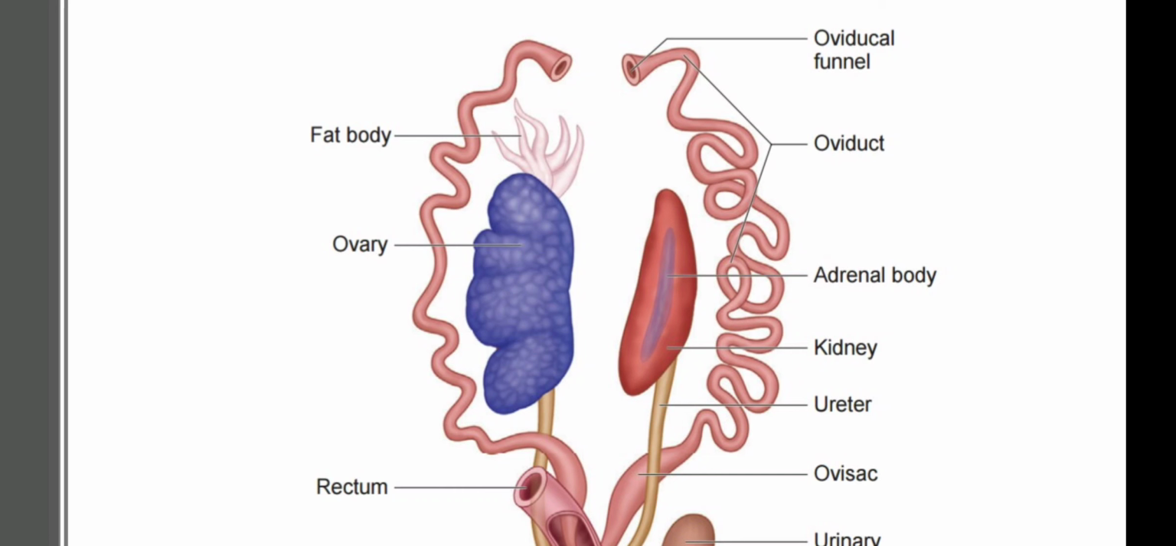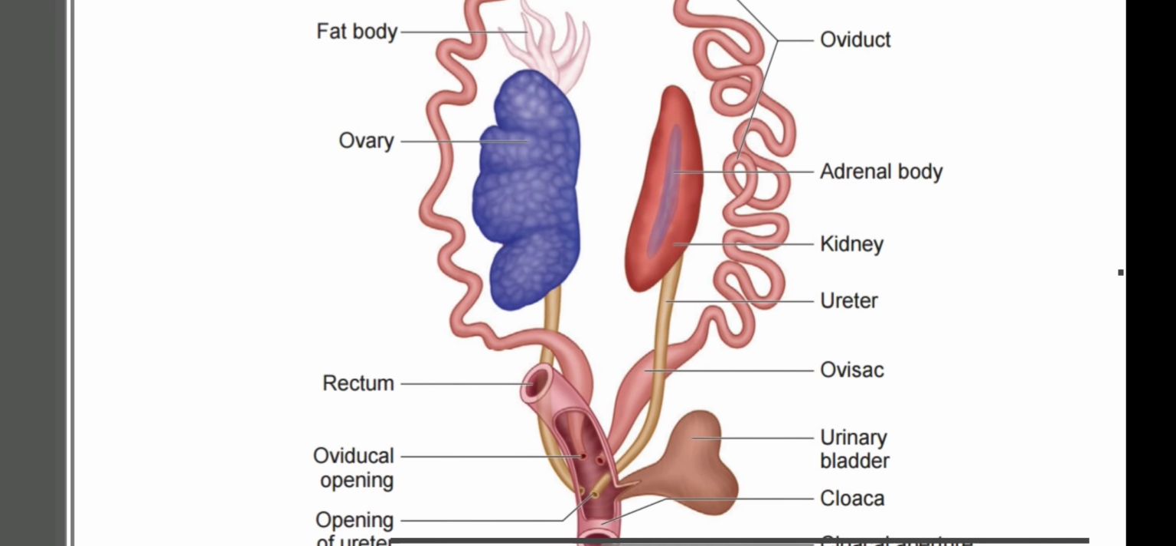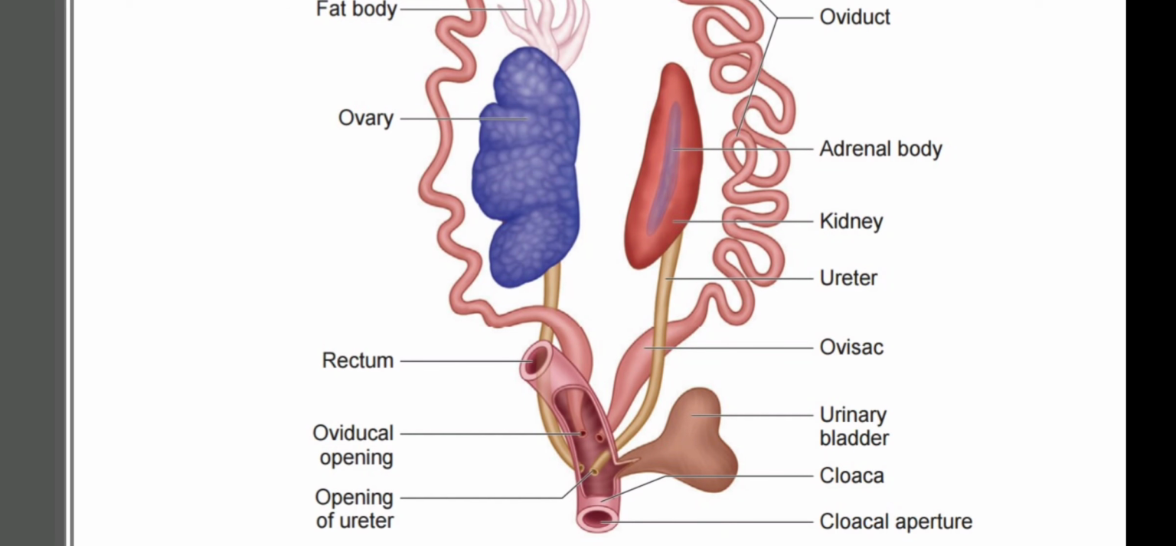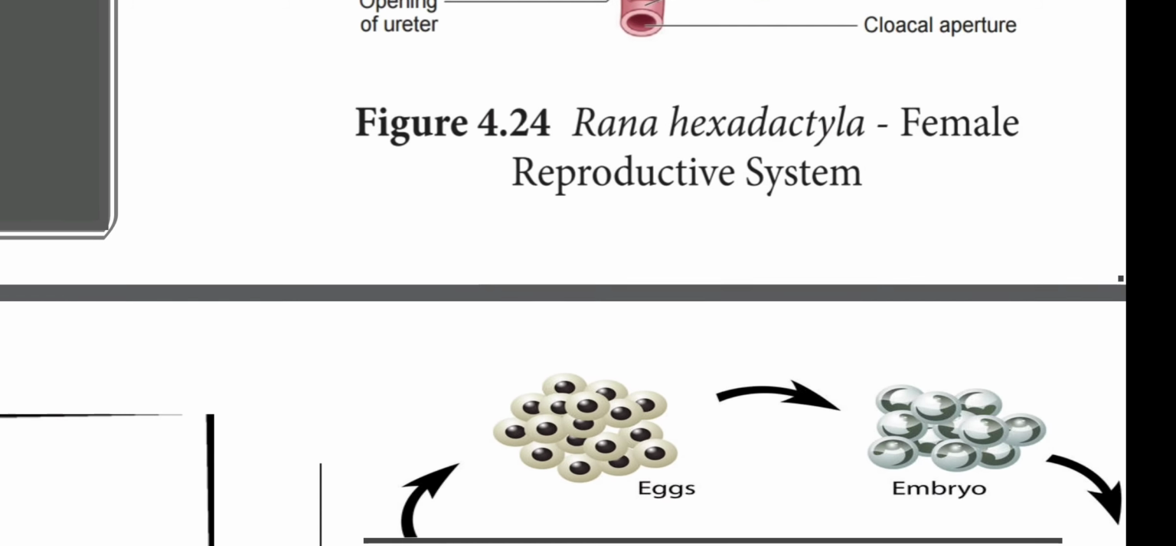Each oviduct opens into the body cavity at the anterior end by a funnel-like opening called ostium. The female frog has separate genital ducts distinct from the ureters. See, the ureter opens separately and the oviduct opens separately. Ovisacs store the eggs temporarily before they are sent out through the cloaca. Fertilization is external.